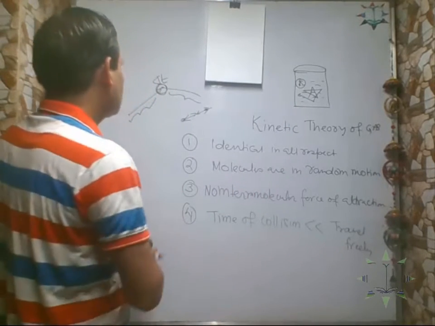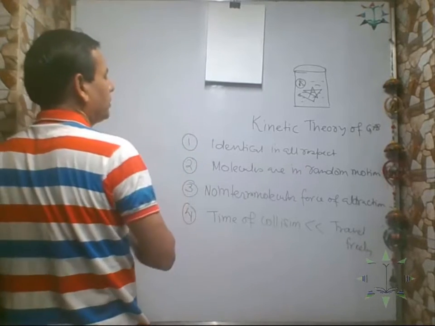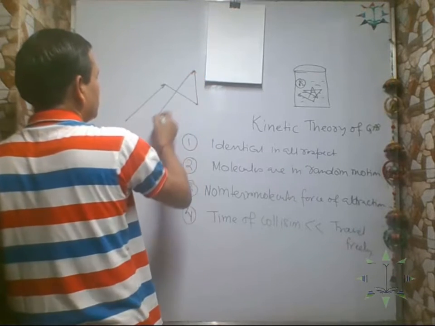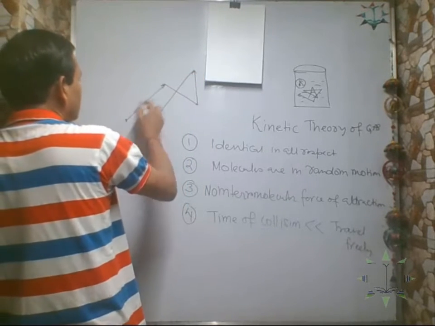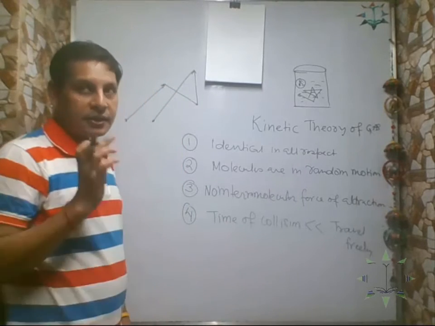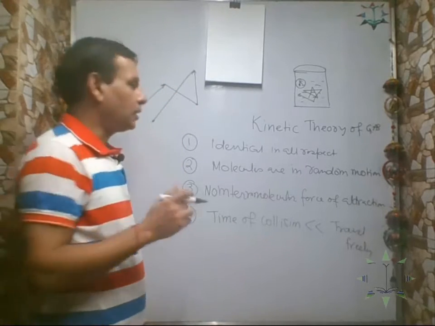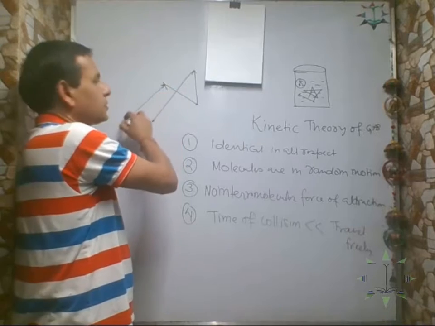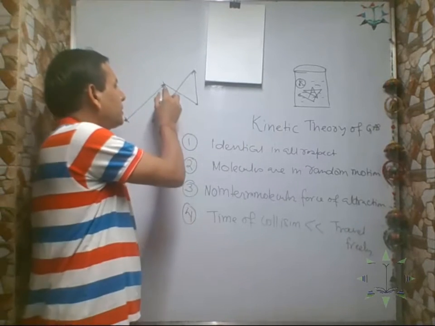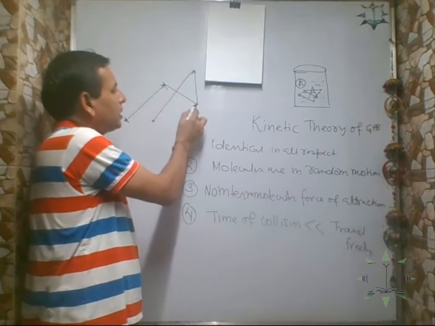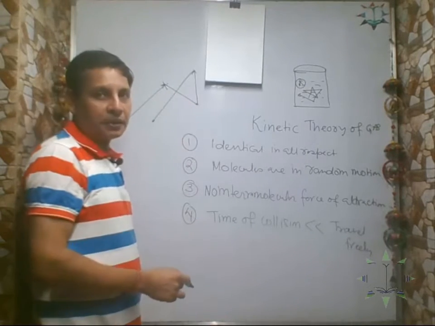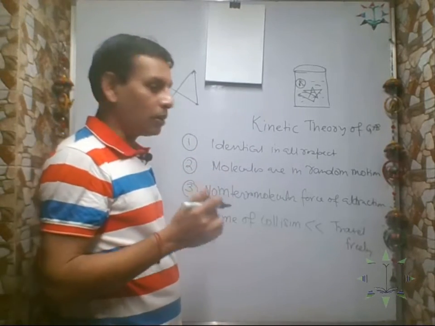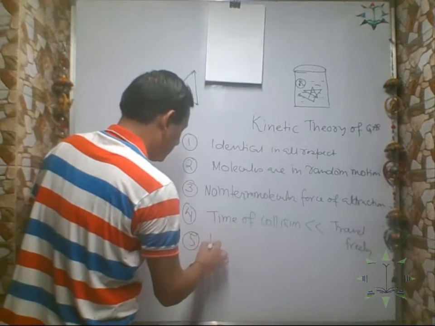Now, suppose this molecule is moving from this point to this point, from this point to this point, from this point to this point. These are called free paths. What is free path? The distance between two successive collisions. यहाँ से स्टार्ट किया, यहाँ एक collision हुआ, so this is the distance, this is called free path. फिर यहाँ collision होने के बाद यहाँ एक collision हुआ, this distance is called free path. So the distance traveled between two successive collisions is called free path.